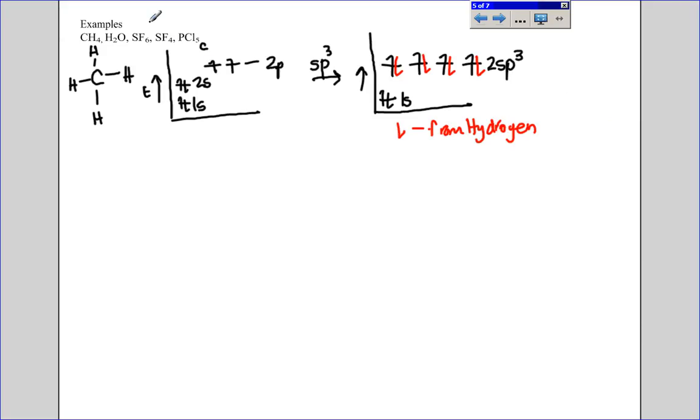Okay, let's look at another example. Let's look at SF4 this time, so that we're doing something a bit different. SF4, you take the time to draw the Lewis structure. You'll see that it has 1 lone pair of electrons and the 4 fluorines attached. So to follow the same process, we've drawn the Lewis structure, and now what we want to do is draw an energy diagram of the central atom.